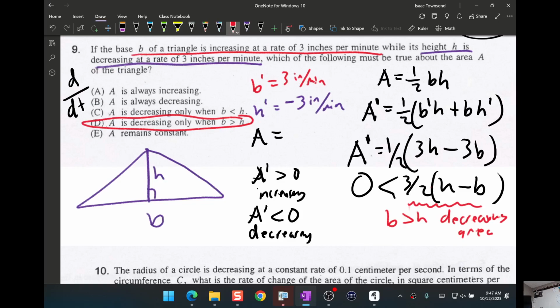That last part, again, you can't really just solve the last couple steps algebraically. You have to think about what's going to make it bigger than 0 or less than 0. Less than 0 is when it's decreasing, greater than 0 is when it's increasing. But for this to be positive, h has to be bigger than b. For it to be negative, b has to be bigger than h.